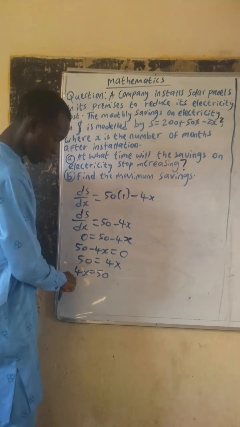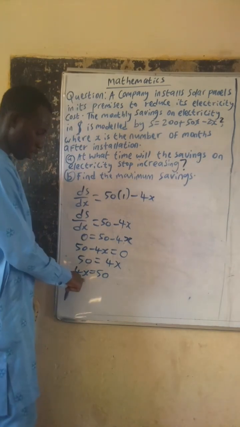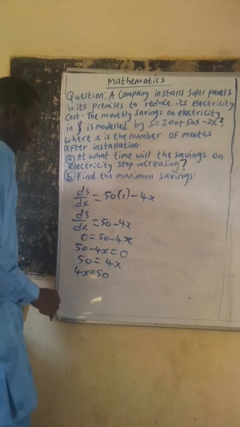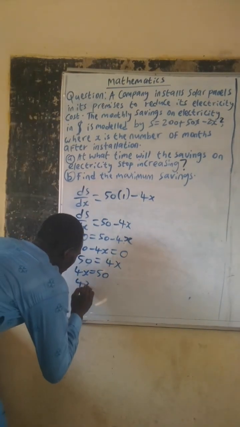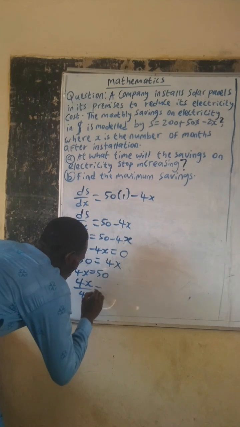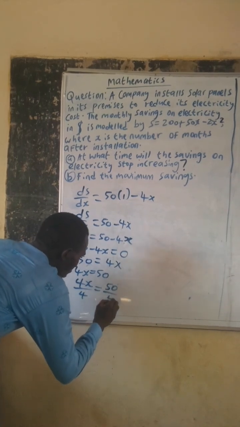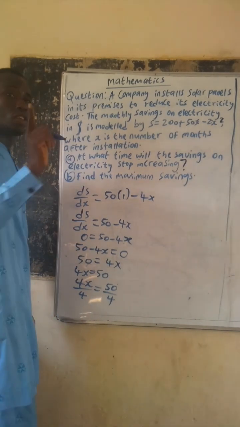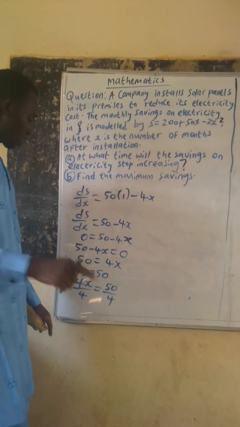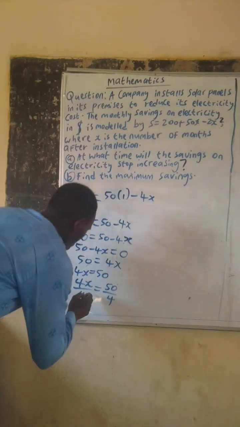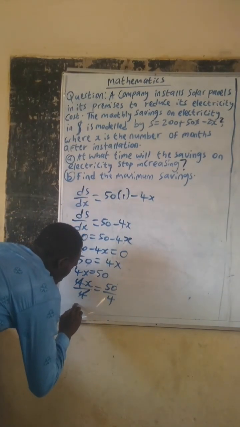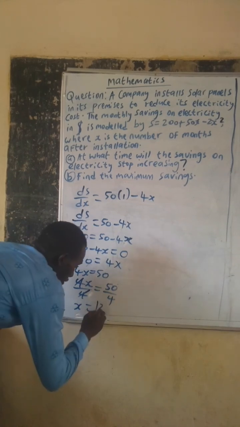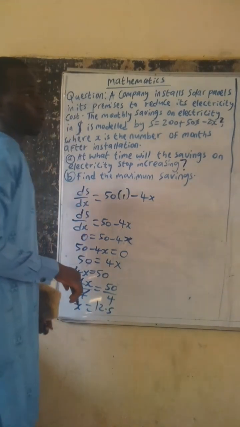We need to divide both sides by 4, the coefficient of x, so that we are going to get the value of x. So what do we have? 4x divided by 4 is equal to 50 divided by 4. Like I said earlier, we divide both sides by 4, which I have done. So 4 will cancel 4. We have x equals 50 divided by 4, which is 12.5, or 12 and a half.